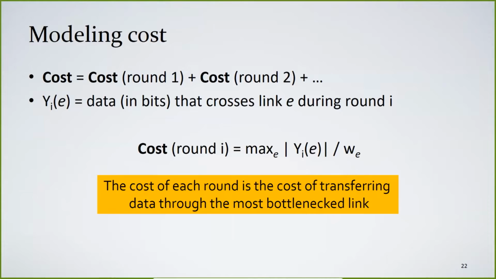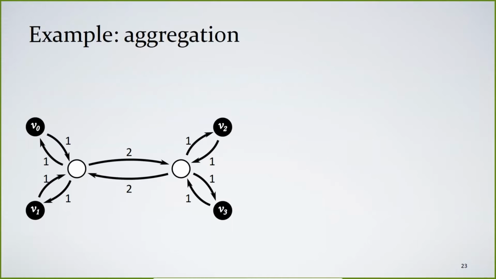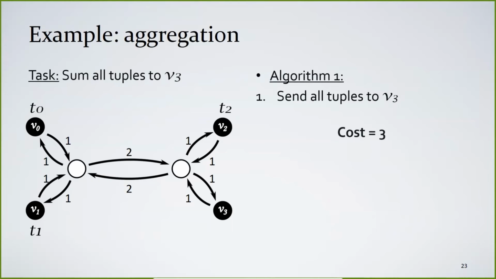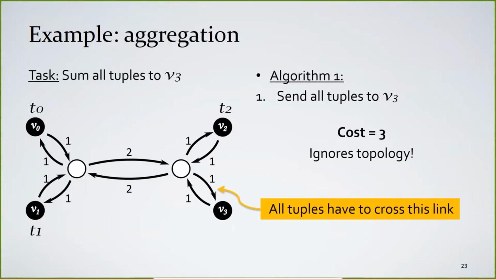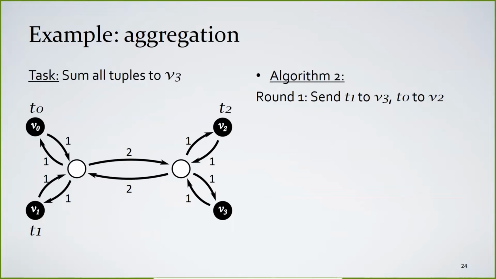My cost model says that the cost of the round is where the maximum cost is, and hence that determines the entire cost. So the cost is 3. Why? Because 3 items have to cross a one-item link. Can I do better? Turns out I can. This is a simple version of a max flow problem. Here's a separate strategy: I will send T1 directly to the destination, and V0 will send its contents to V2.